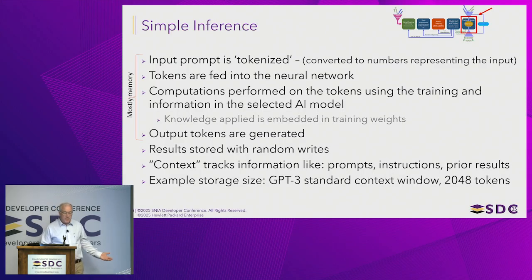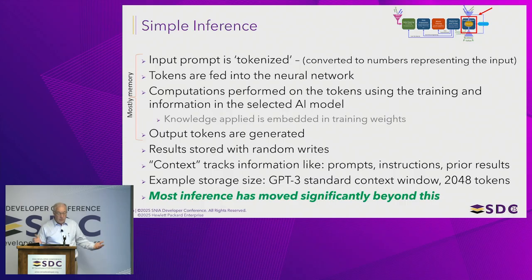Now, in simple inference, the first few phases are mostly using memory. They can all be done in the system, in your GPUs, CPUs, without hitting your external storage. So then you've got the results stored in random writes and the context that gets written to the external storage.